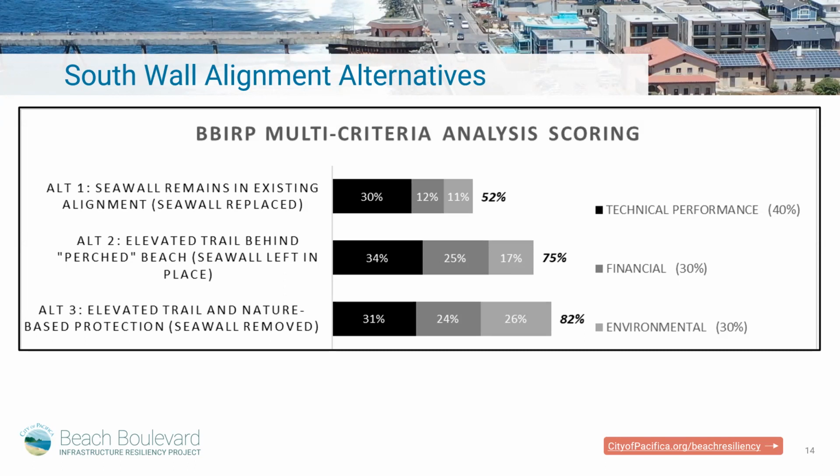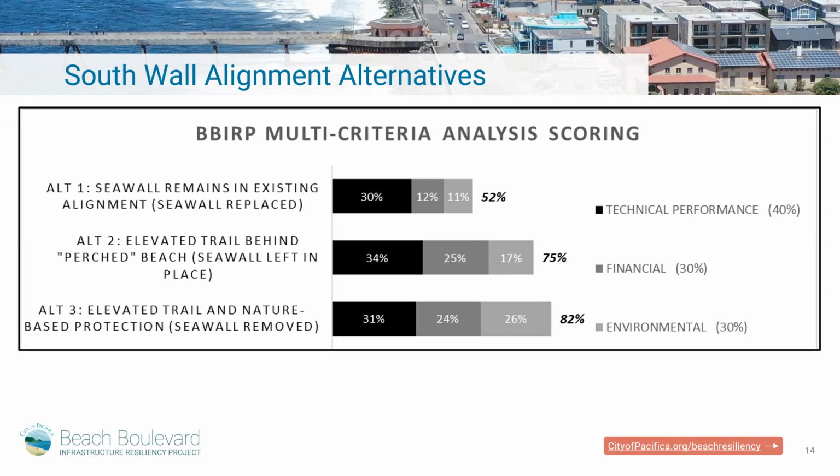So the real differentiators came in with the financial and the environmental categories. Alternative 2, where that existing wall and structure is left in place, and then we have an elevated trail behind it, is the cheapest option. But again, there could be some operation and maintenance costs associated with future scenarios where we get a little bit of sea level rise, the beach is eroded, that wall is getting beat up, needs to be repaired, replaced, or removed. And then alternative 3 is a similar score on the cost perspective, a little bit higher cost initially, but lower cost long-term, less operation and maintenance.